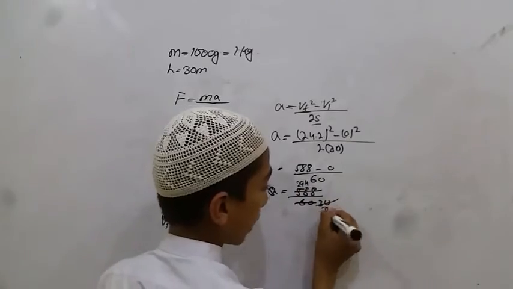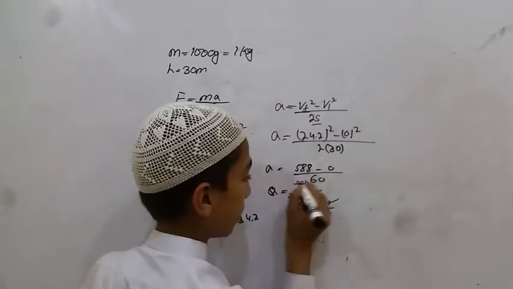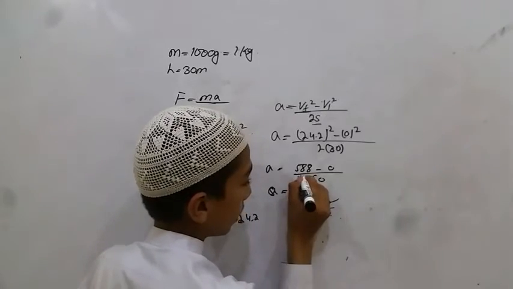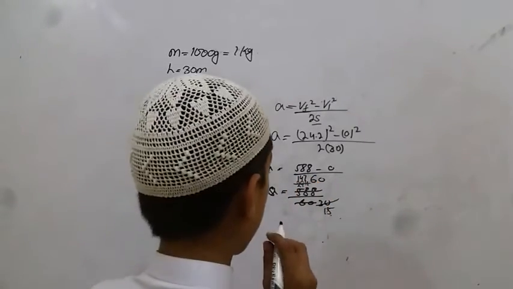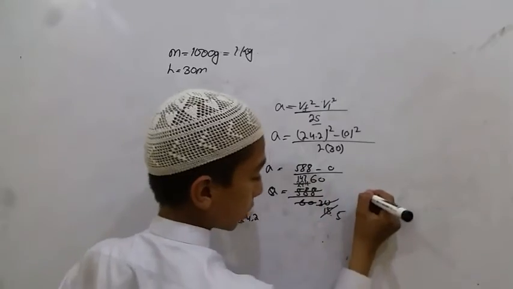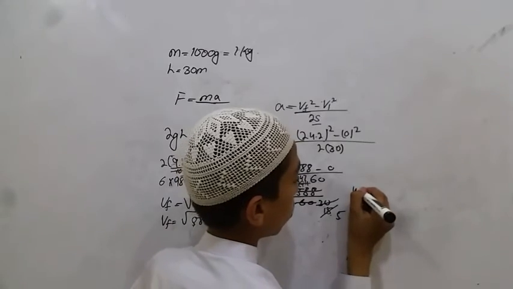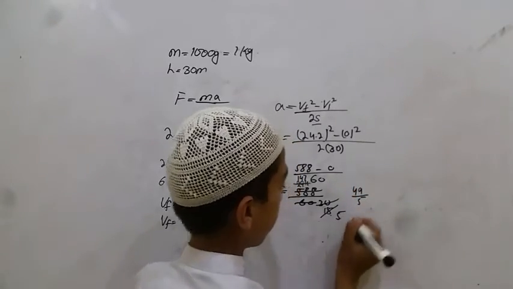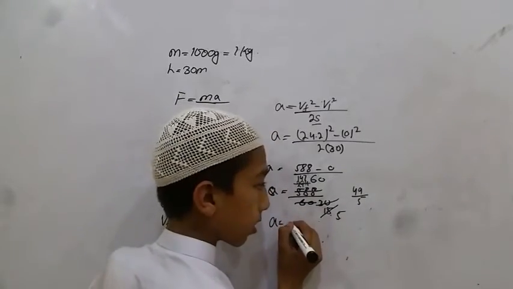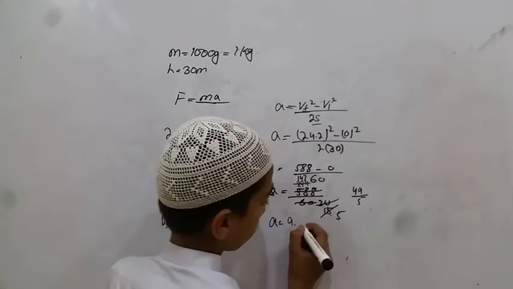So a is equal to 588 divided by 60, dividing with 30, and this is 294. So again dividing by 2, this is 15 and this is 147. Now dividing by 3, this is 5 and 147 divided by 3 is 49. So a is equal to 49 divided by 5, which is 9.8.